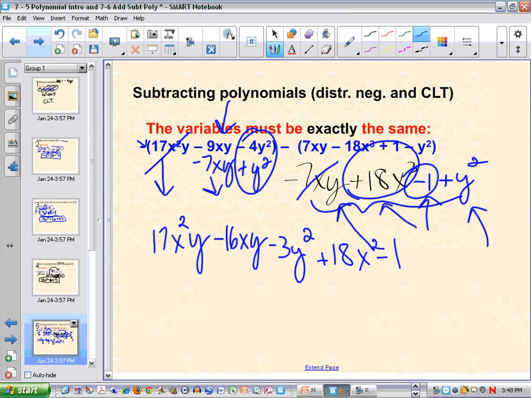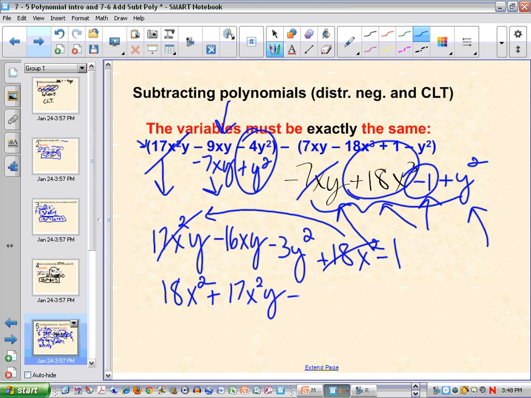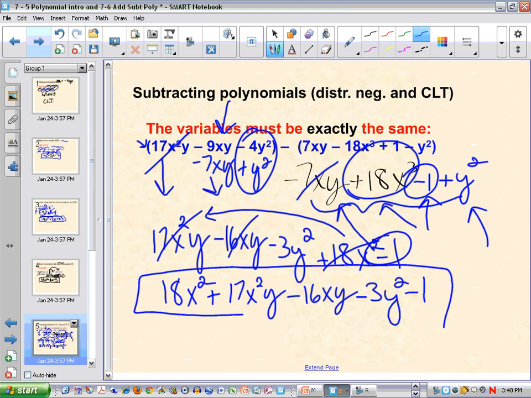Let's make sure we're in descending order here. Here's an x squared term, here's an x term, a y squared, another x squared. So this guy actually needs to move down over here so he'll be in standard form. The y's really don't matter as long as the x squareds go first. So I'm going to go ahead and put the 18x squared first, then the 17x squared y. Then I see an x to the first power there, minus 16xy. I see a y squared, he doesn't even have an x. And then by custom, the constant goes last. So there's your final answer.